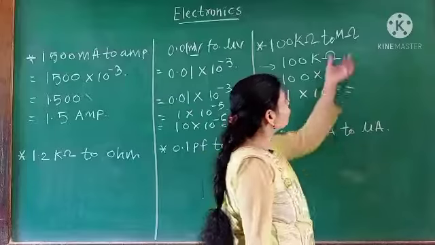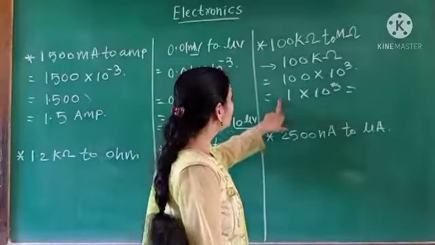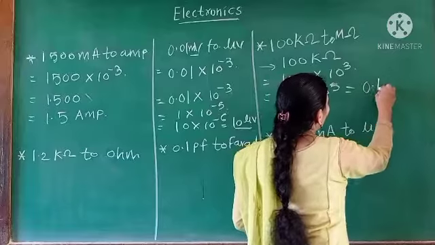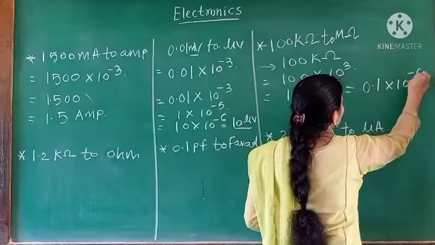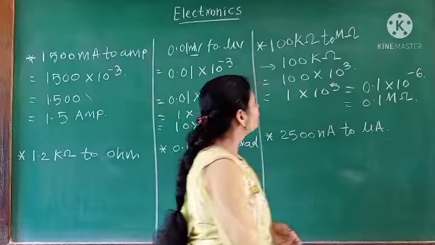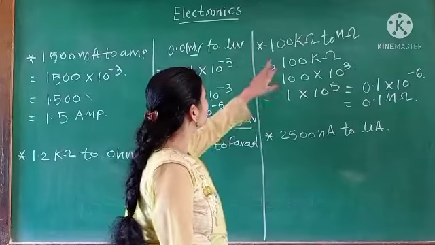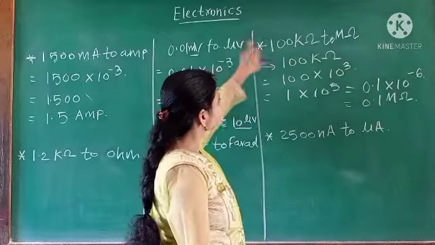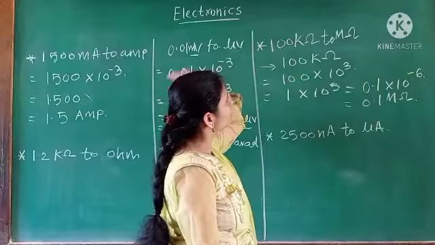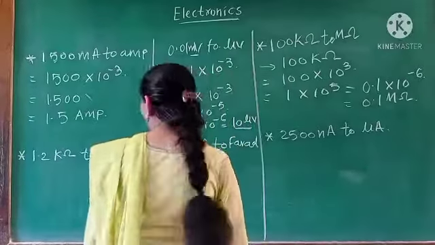But what we want? We want the mega ohms. Mega means what? Mega means 10 raised to 6. So here we have to add one decimal point. Then we will get here 0.1 into 10 raised to minus 6. So it is 0.1 mega ohms. So this is our final answer, that is 0.1 mega ohms. Or you can take it like this also. This is 100 you have to write, and towards the left hand side you can give the decimal point. Then also you can get this 0.1 mega ohms. Now see the next example.